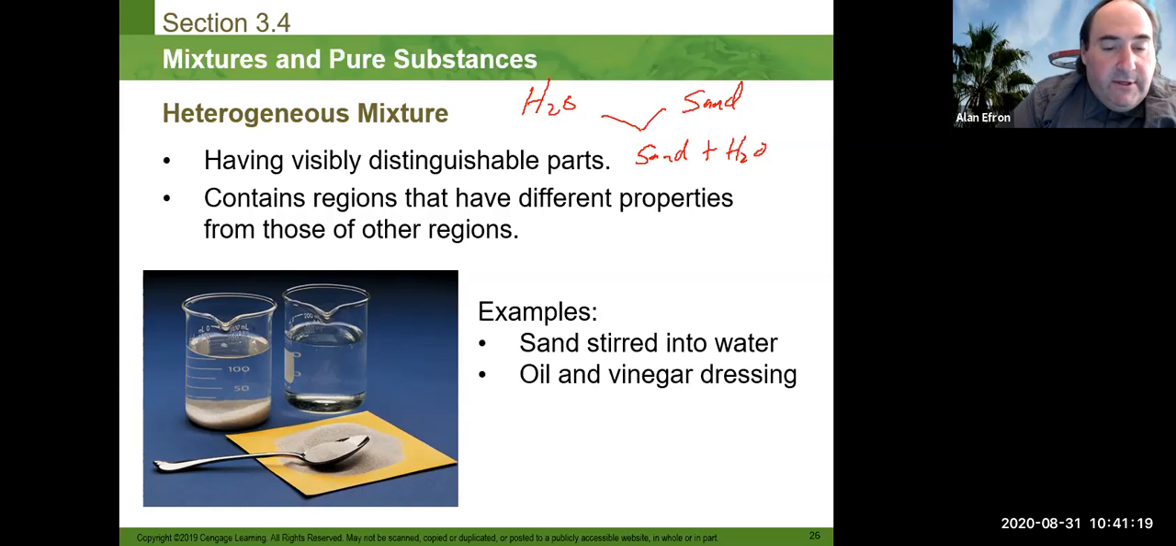So for example, the salt and water, we'll talk about in just a second. You can separate those two out and get back the salt and the water just like it was originally. The sand in the water as well, you can definitely separate them out by some type of physical means.